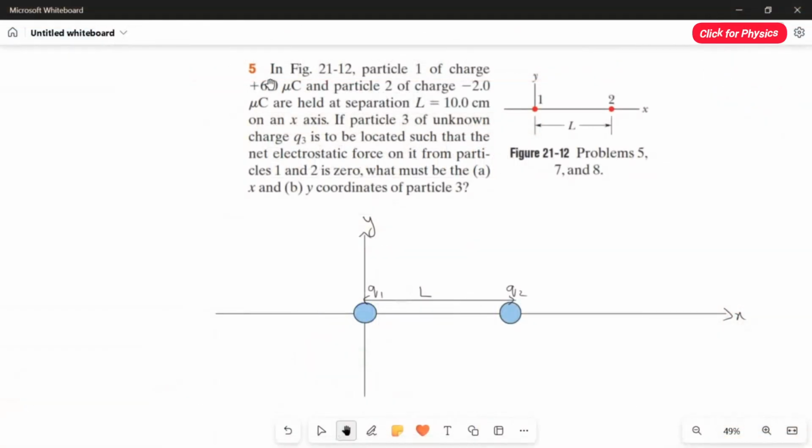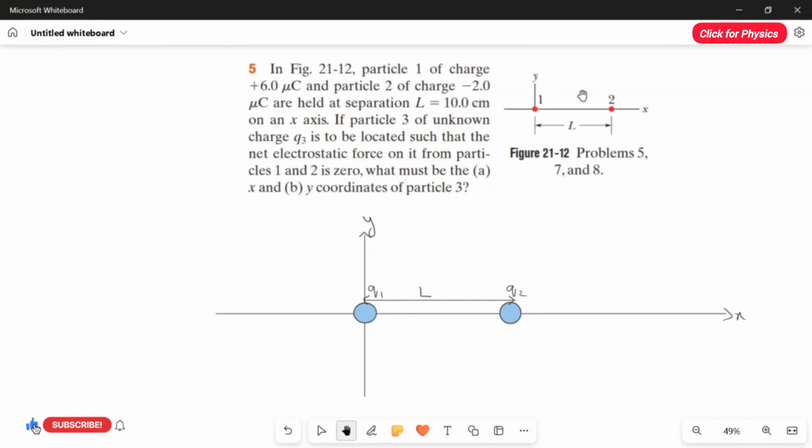Problem number 5. In the given figure, particle 1 of charge plus 6 microcoulomb and particle 2 of charge minus 2 microcoulomb are held at separation L equal to 10 centimeter on an x-axis. If particle 3 of unknown charge Q3 is to be located such that the net electrostatic force on it from particles 1 and 2 is 0, what must be the x and y coordinates of particle 3?